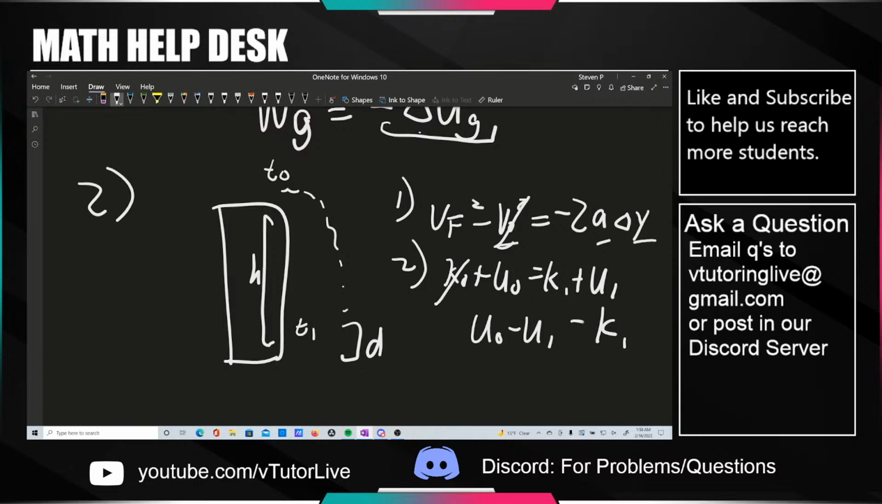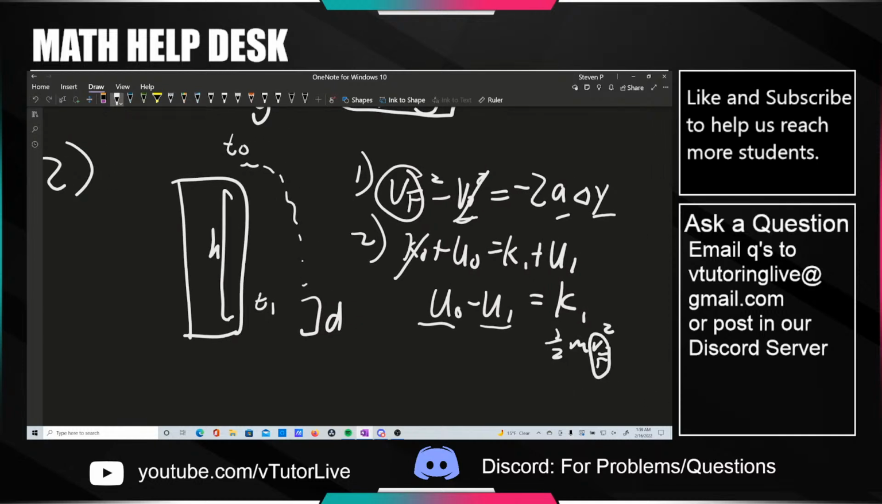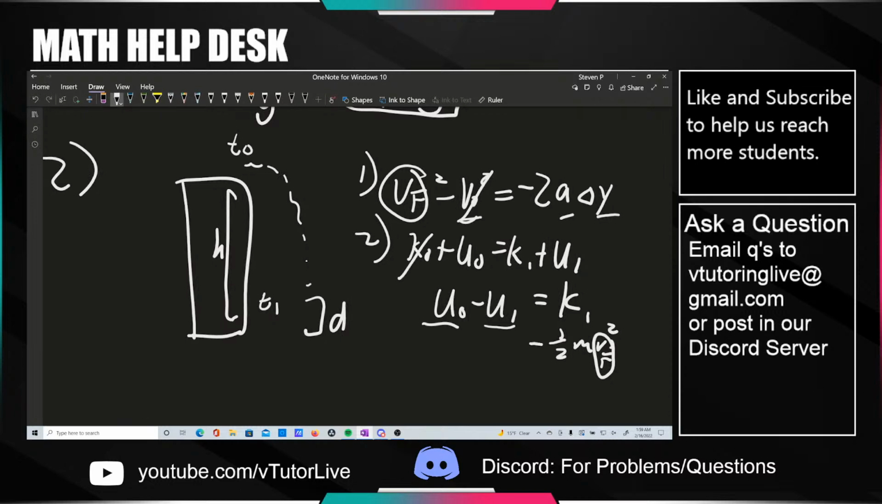Remember that U0 is higher initially, so this one's larger than this one. But then this is just equal to 1/2 mv squared. So you can figure it out, and either way will give you the same answer, whether you find it here or here. So just solve for vf here. U0 minus U1 should be easy enough.